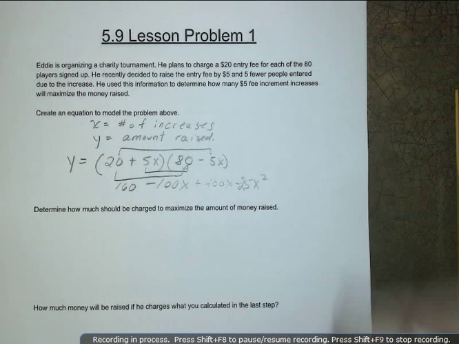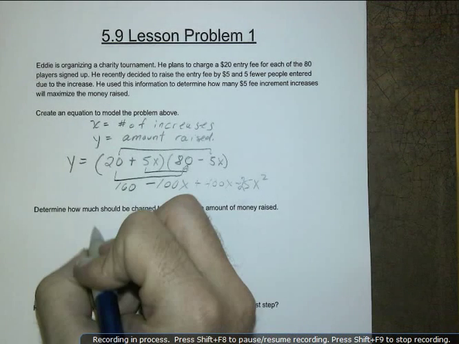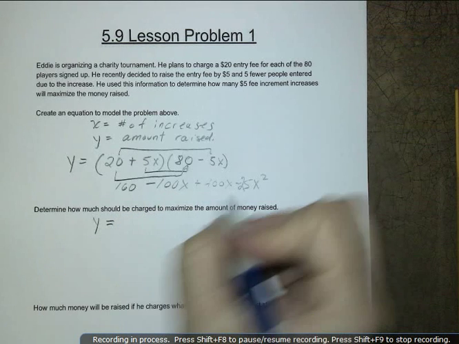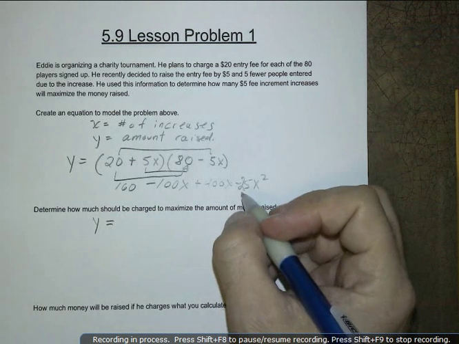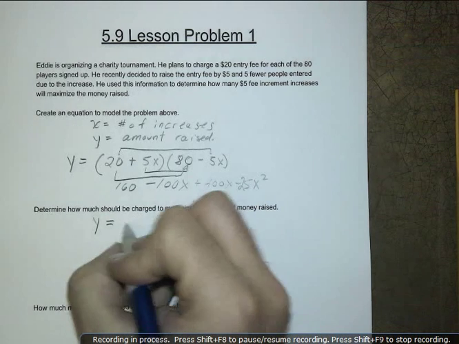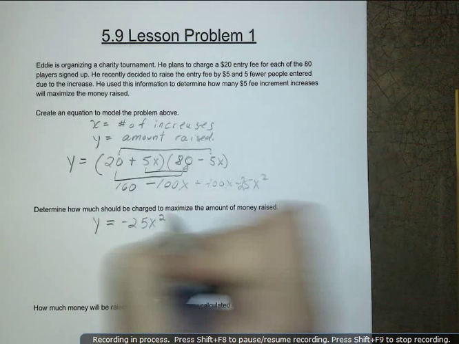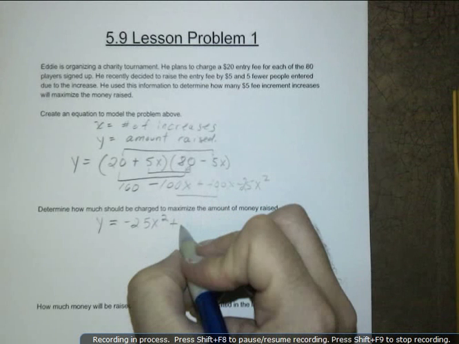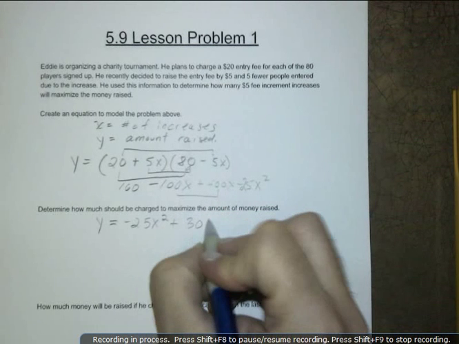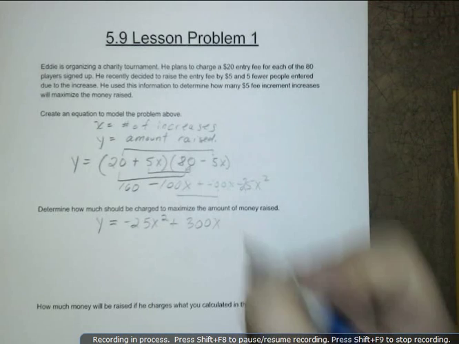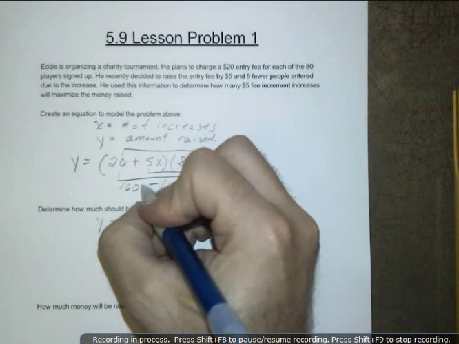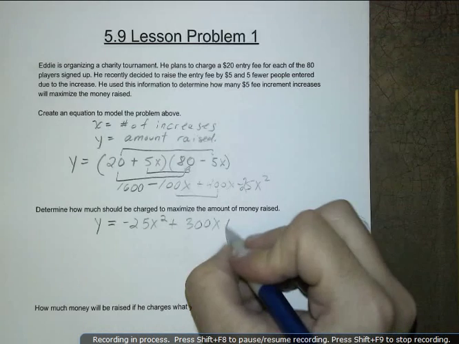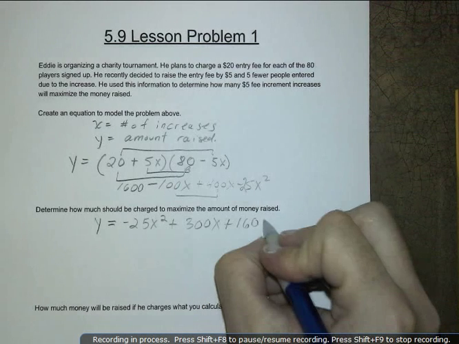Okay, and then if I should simplify it, I'm going to rewrite this in standard form. So that means my negative 25x squared comes first. And then combine my two like terms here. So that's plus 300x. And I've got to fix my little arithmetic boo-boo over here. That shouldn't be 160, that should be 1,600.